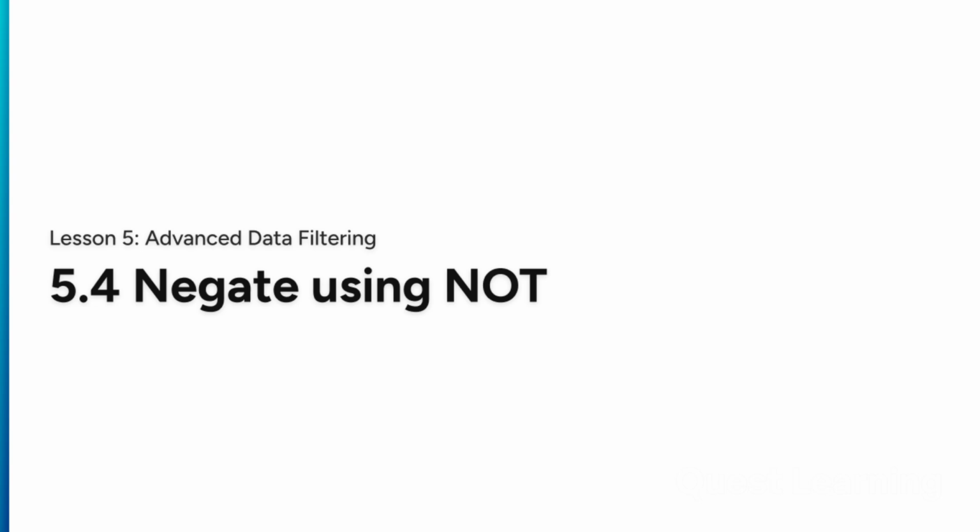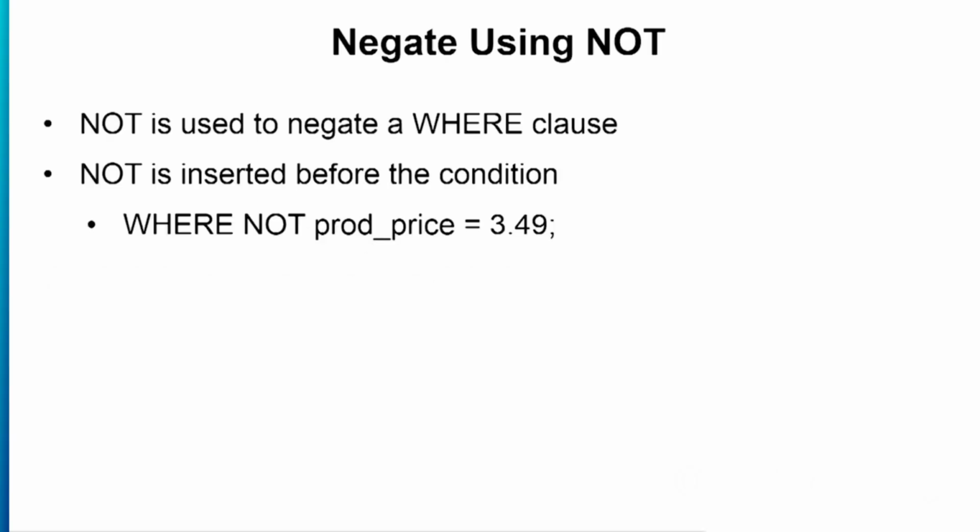If needed, you can also negate WHERE clauses. That means you can make a WHERE clause do the opposite, as in NOT. Here's how it works. If you want to look for products that have a price other than 3.49, instead of saying WHERE prod_price equals, you can say WHERE NOT prod_price equals.